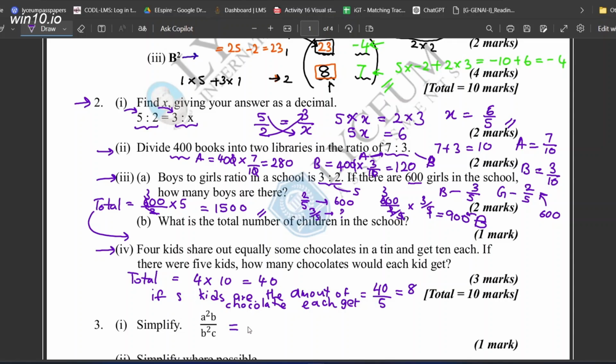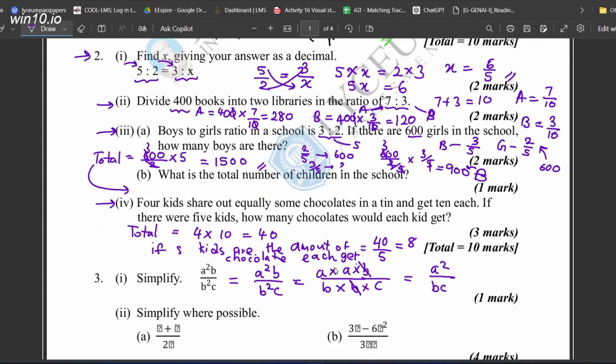Okay, now we have to simplify. So a squared b over b squared c. So a squared means a times a times b. Then b squared c means b times b times c. So if we see a common factor, we can cancel out in both numerator and denominator. So there is b in both the numerator and denominator. So we can cancel those two out. Then a squared over bc is the simplified answer.